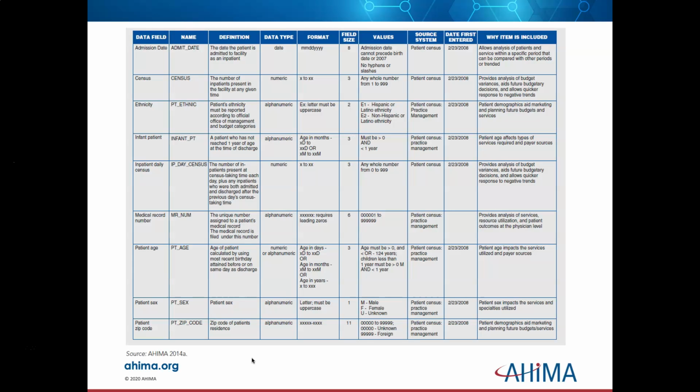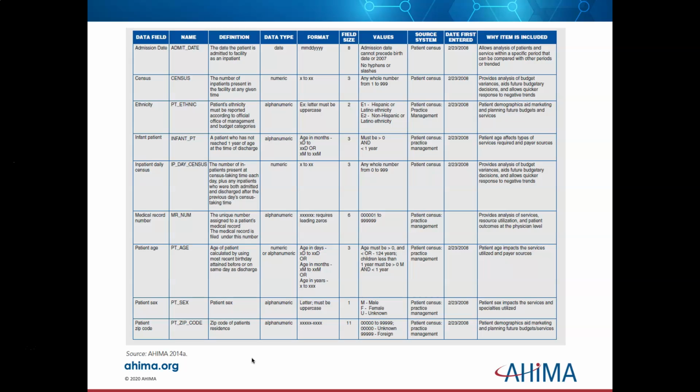So this is an example of a data dictionary. This is a really good example because it gives you the data field, it gives you the name in the system, it defines what that data field is all about, it gives you the data type, it tells you the format so you can clearly see it.